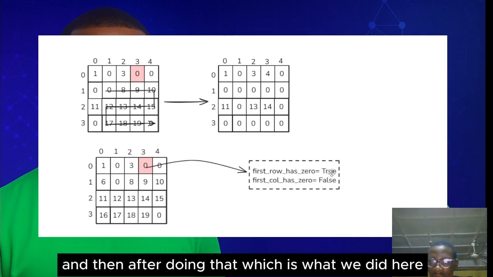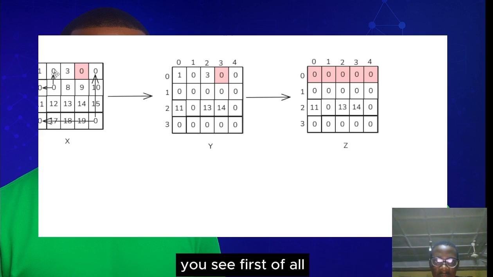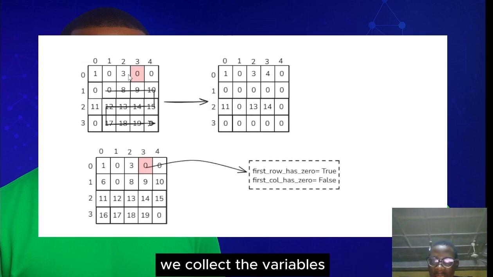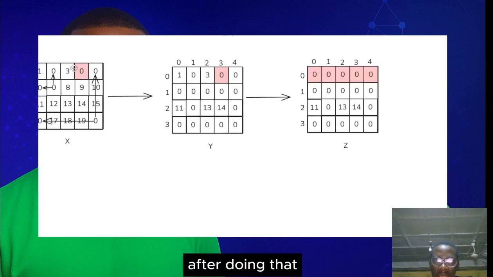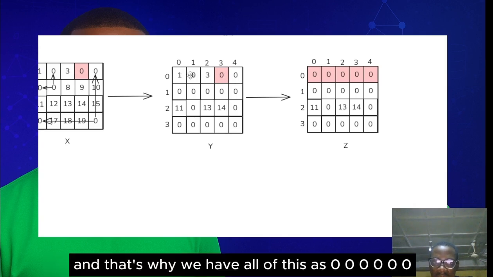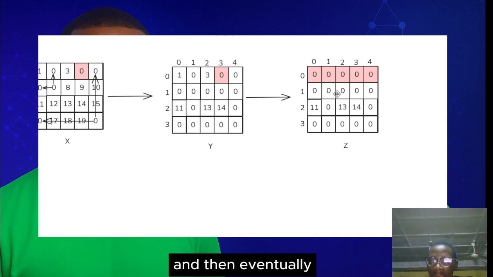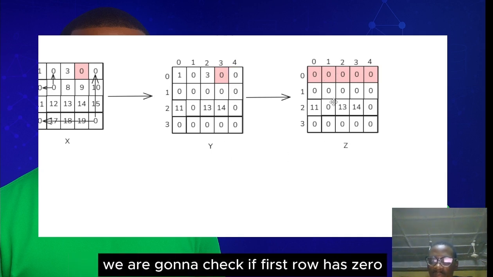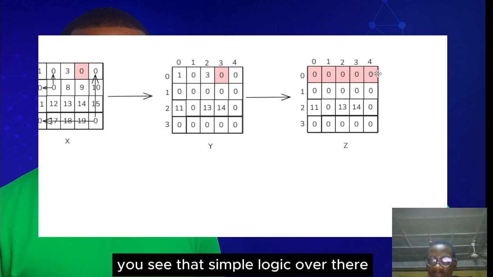And after doing that, which is what we did here, you see, first of all, we collect the variables first row has 0 and first column has 0. After doing that, we carry on with the remaining logic we explained earlier, and that's why we have all of this as 0, 0, 0, 0, 0, 0. You understand? Using the logic we explained. And then eventually we are going to check if first row has 0. If we do, we set all the first row to 0. You see that simple logic over there?